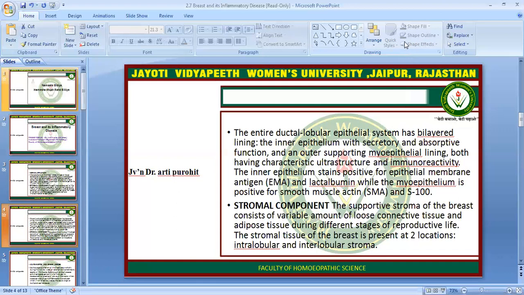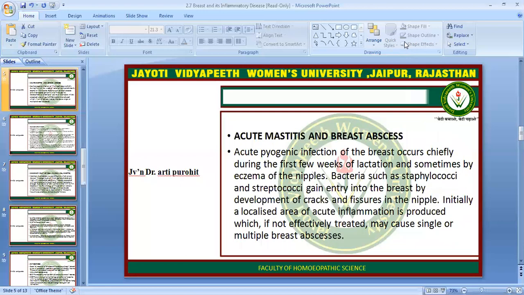Stromal component. The supportive stroma of the breast consists of variable amount of loose connective tissue and adipose tissue during different stages of reproductive life. The stromal tissue of the breast is present at two locations, intralobular and interlobular stroma. Acute mastitis and breast abscess.